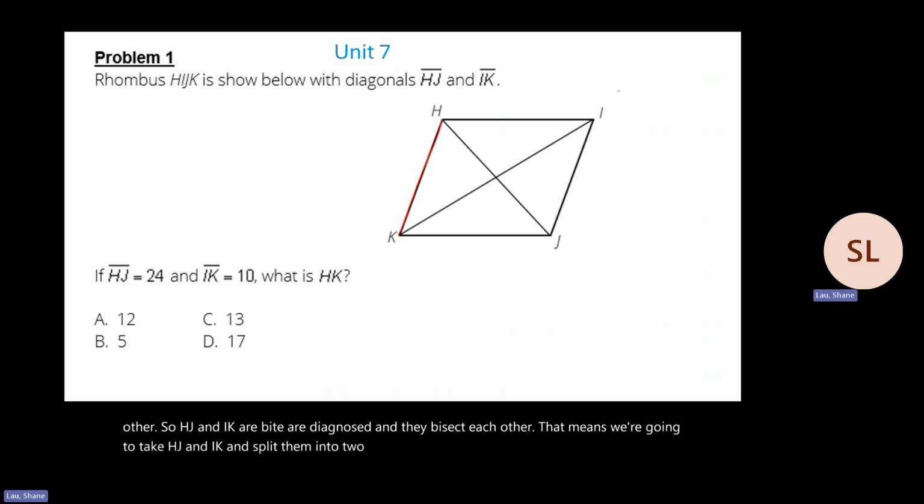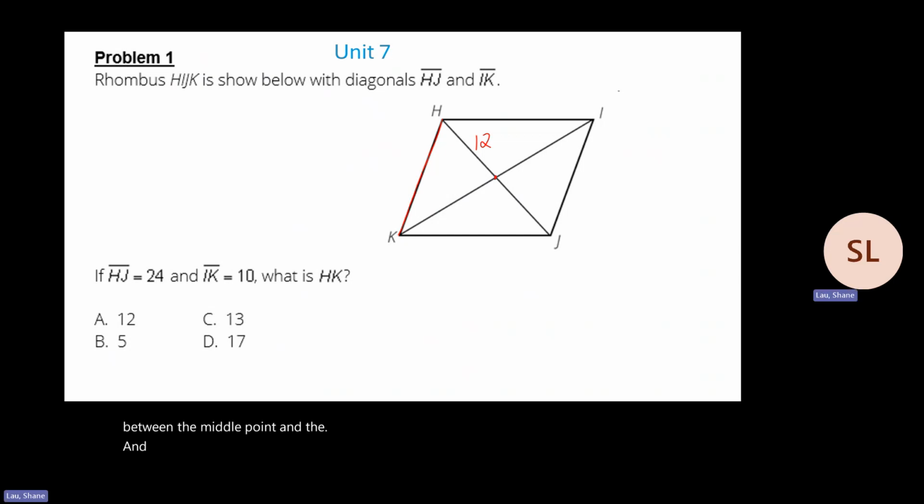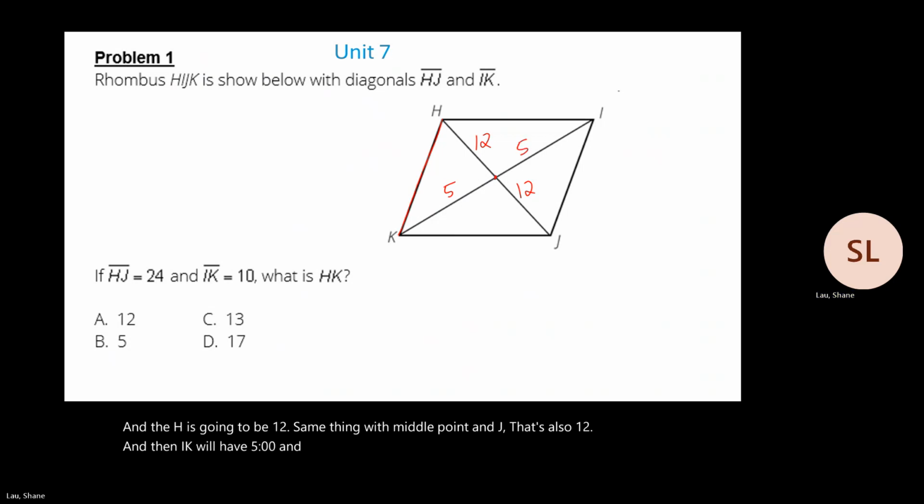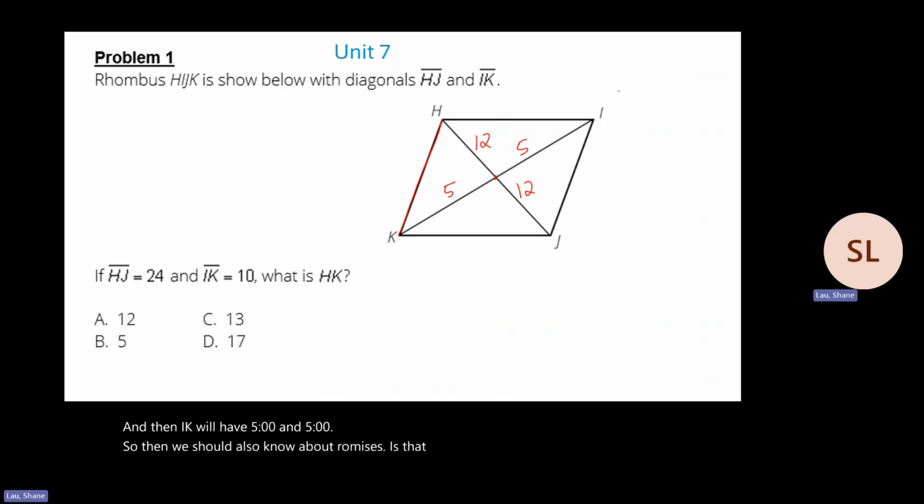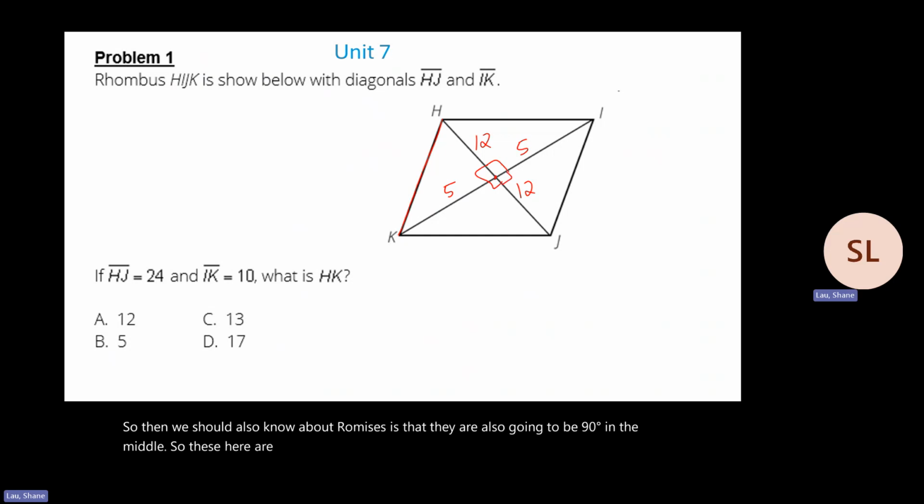HJ split into two is 12, so this value between the middle point and H is going to be 12. Same thing with the middle point and J, it's also 12. And then IK will have 5 and 5. Something we should also know about rhombuses is that they are also going to be 90 degrees in the middle. So these here are all 90 degrees, which then means I can actually solve for this.